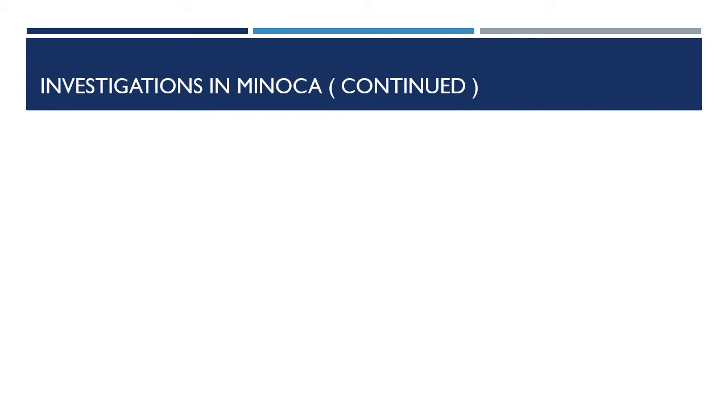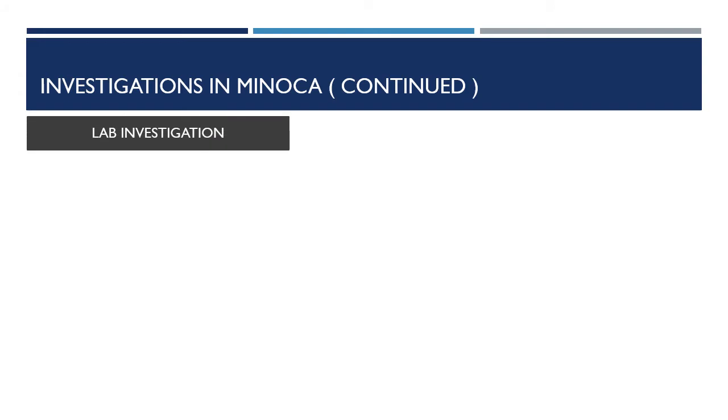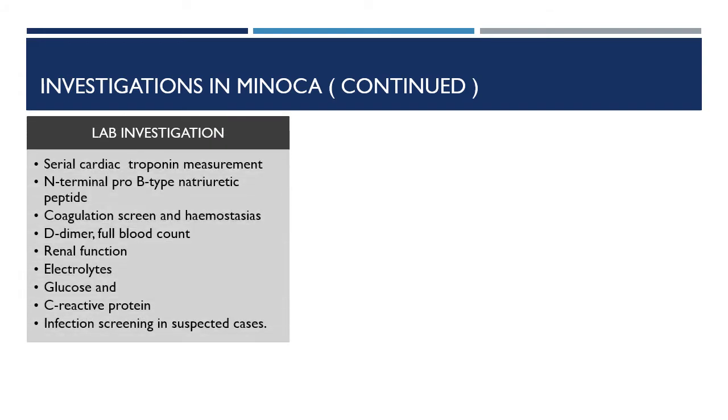In addition to the imaging modalities and physiological studies discussed previously, other investigations in patients with MINOCA must include a full laboratory profile including serial cardiac troponin measurement, N-terminal pro-BNP, coagulation screen and hemostasis, D-dimer, full blood count, renal function, electrolytes, glucose, C-reactive protein, and infection screening if we suspect some sort of infection in these patients.